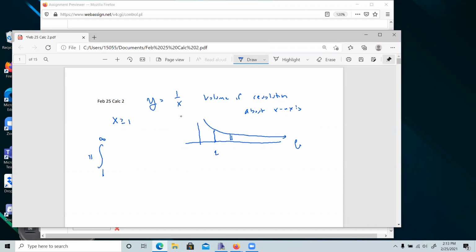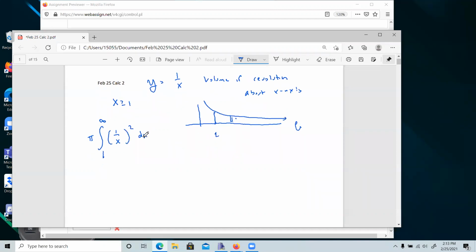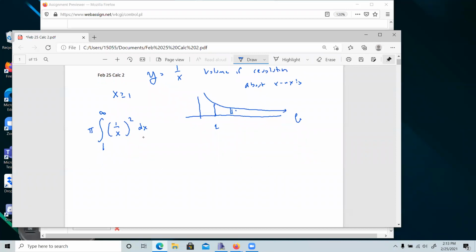Now we need pi r squared, where 1 over x is my radius, so 1 over x squared, times h, which is all of my little h's added up. So we write the limit as a approaches infinity of pi times the integral from 1 to a, use your favorite letter, of x to the negative 2 dx.